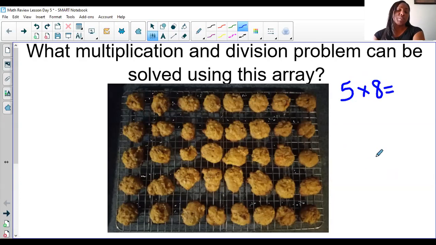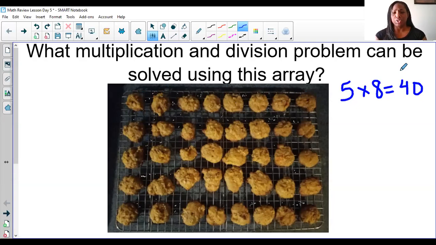Well, I know if it's 5s, I can always count by 5s. So I can do each column and count by 5s, because I can look in this column and see that there's 5 in this column. So if I count by 5s, I go 5, 10, 15, 20, 25, 30, 35, 40. So 5 times 8 equals 40. So that is what my multiplication problem can look like.